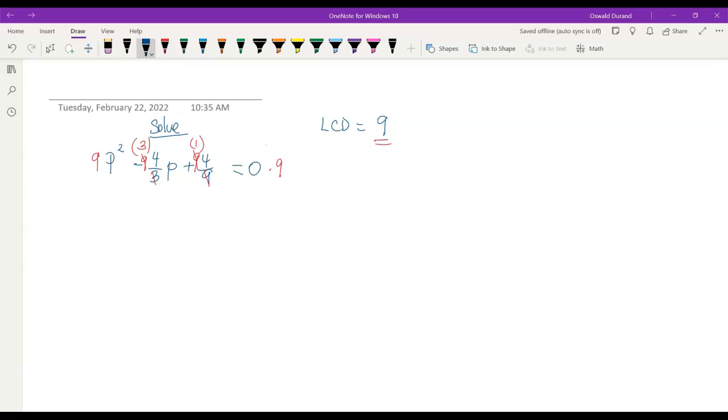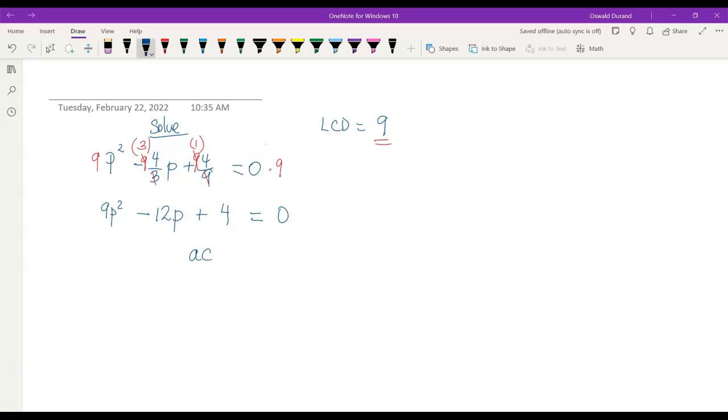So when I rewrite my equation, which is equivalent, it's going to be 9p squared minus 3 times 4, 12p, and then plus 1 times 4, 4, equal to 0 times 9, 0. Okay, so now you have a trinomial, and then you can factor this. If you want to use the AC method, you can use the AC method. Why not? That's what I taught in my previous videos.